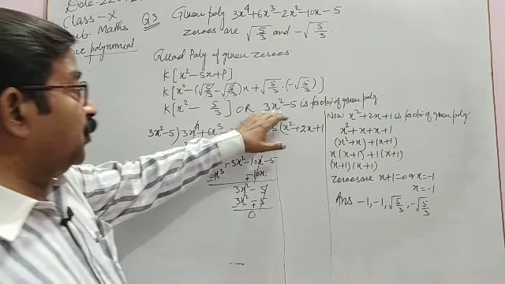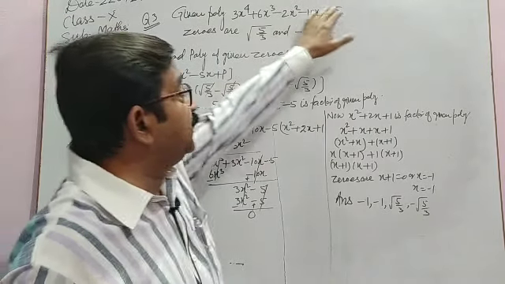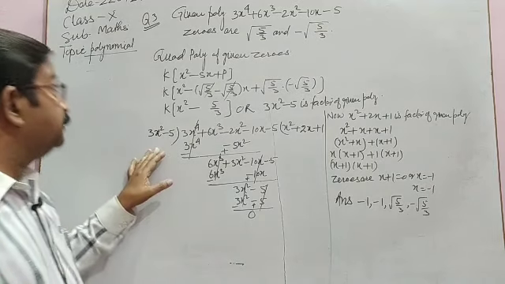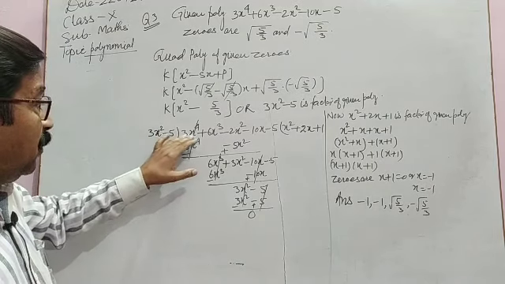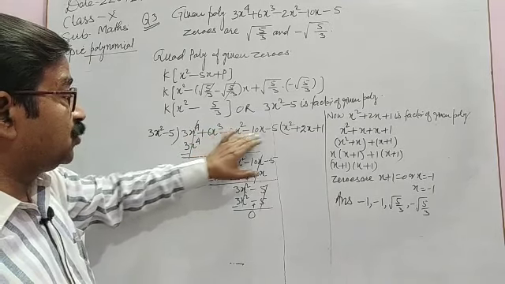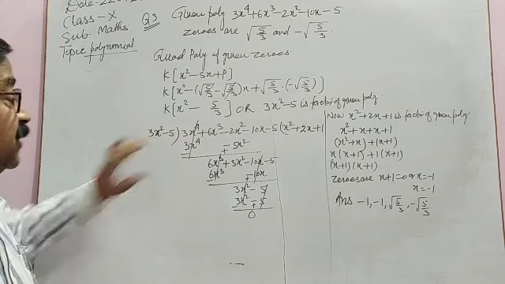3x square minus 5 is a factor of the given polynomial. Means this polynomial 3x square minus 5 can completely divide this polynomial. Now let's divide. This is 3x to the power 4 plus 6x cube minus 2x square minus 10x minus 5, and divide this by 3x square minus 5.